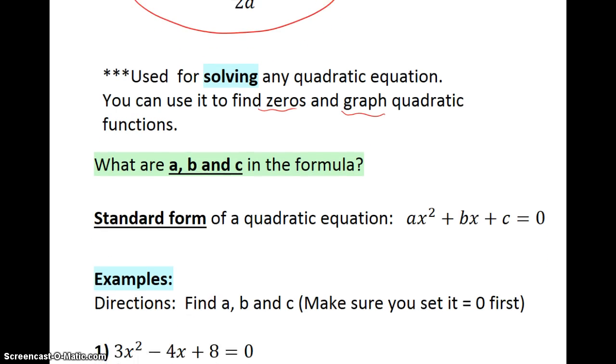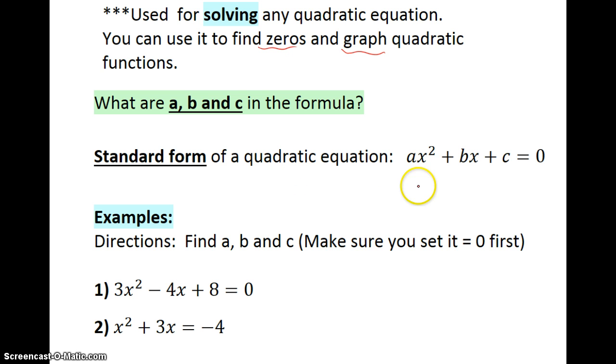If you take a look at the standard form of a quadratic equation, remember we always set it equal to 0. And at first we learned how to graph by factoring, and then we isolated and completed the square. So this is just another way to solve. This will work for any quadratic.